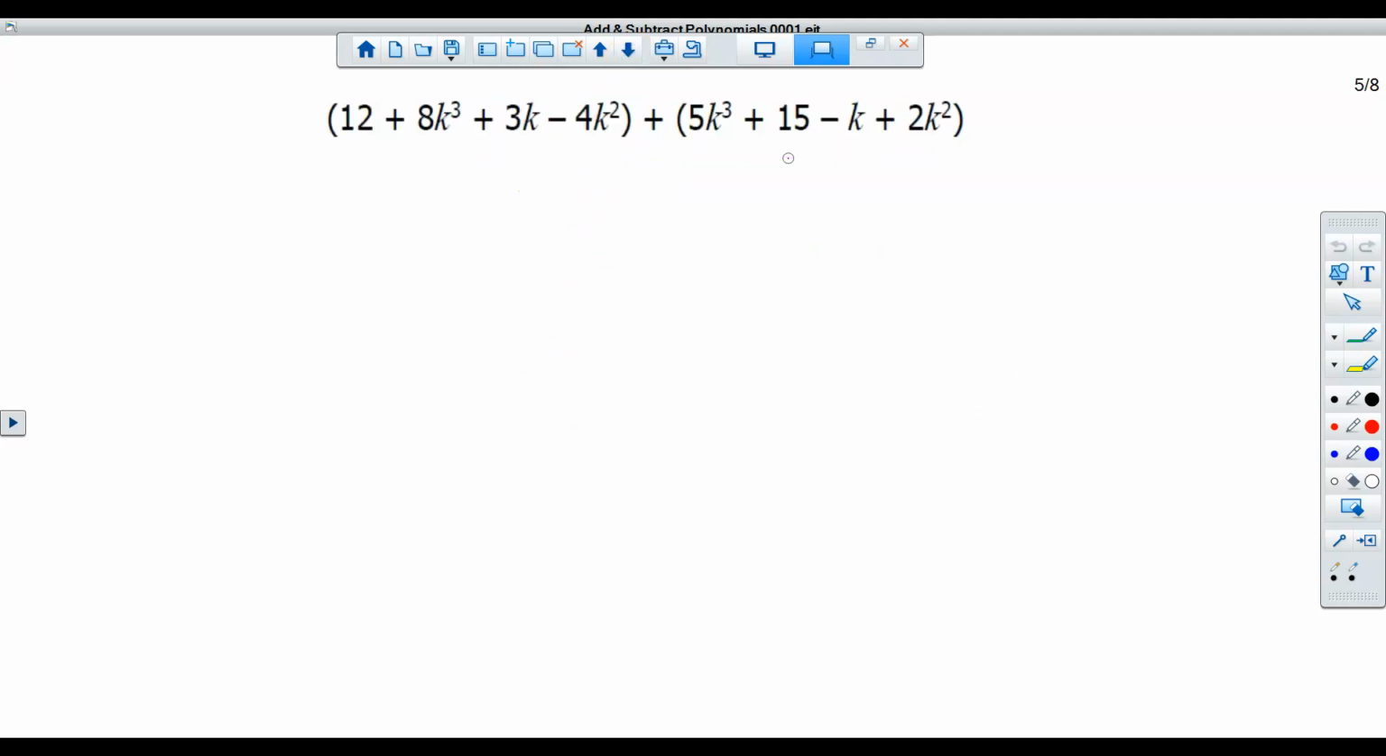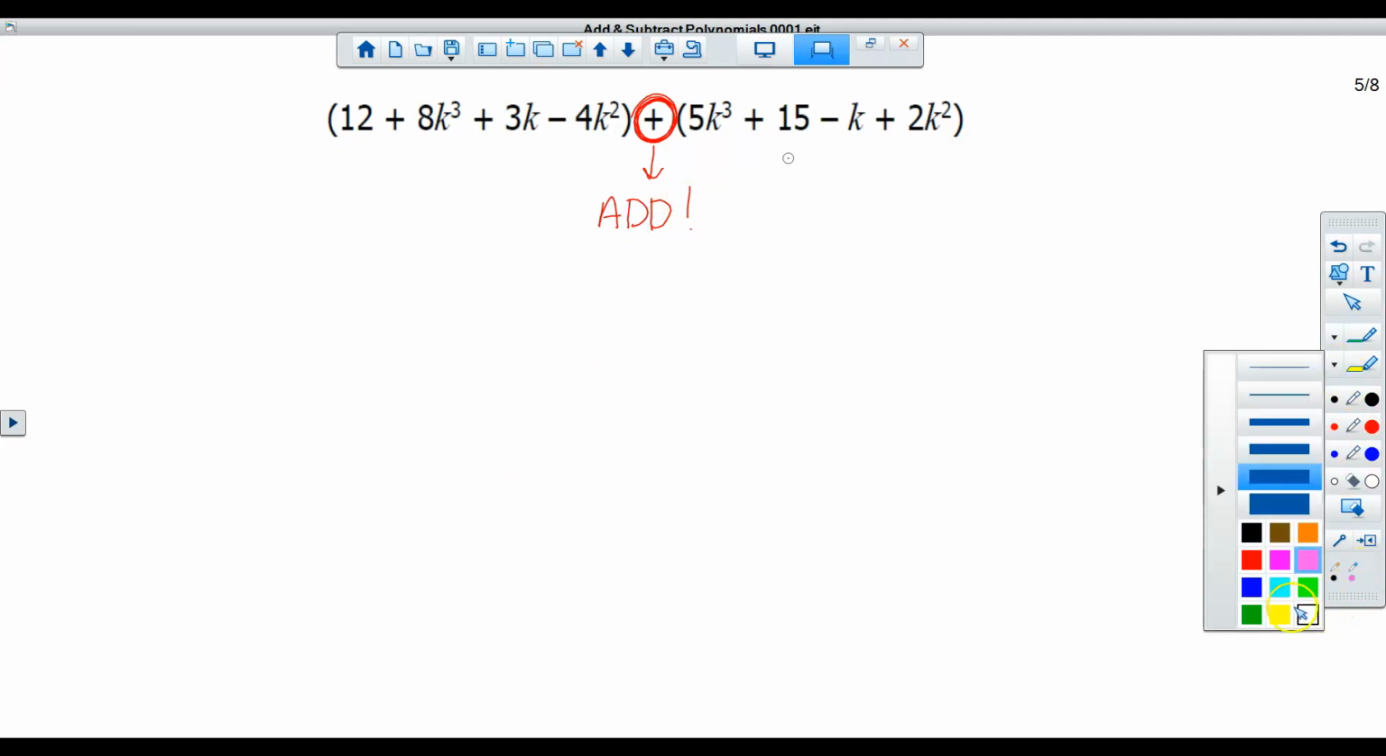Okay, let's get one more addition problem in here, and then we'll do a little subtracting. Okay, first polynomial in that first set of parentheses, second polynomial. Right in the middle, I've got this plus sign. So this is telling me to add my like terms. So always make sure when you combine like terms on this one that you are adding.